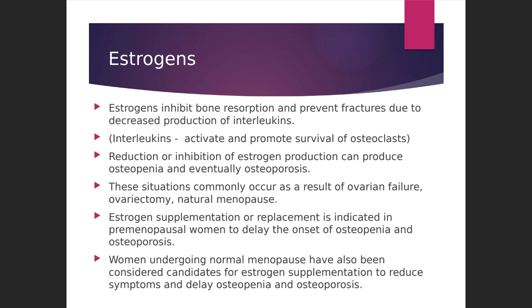Next, estrogen is a hormone which regulates some amount of calcium in the body. Estrogen inhibits bone resorption and prevents fracture due to decreased production of interleukins. These interleukins are activated by the prompt survival of osteoclasts. Reduction of this inhibition, where estrogen production falls, can produce osteopenia and eventually osteoporosis. This situation commonly occurs as a result of ovarian failure, ovariectomy, or natural menopause.